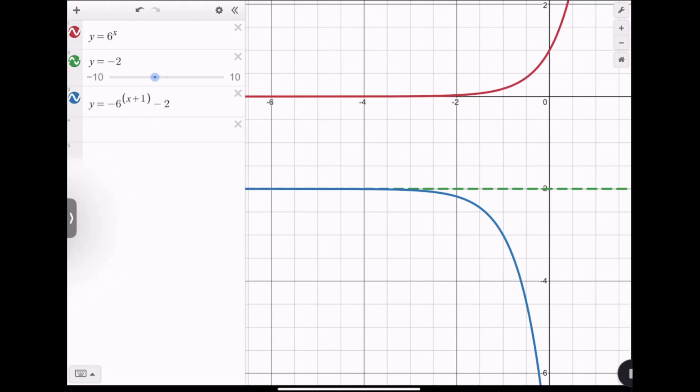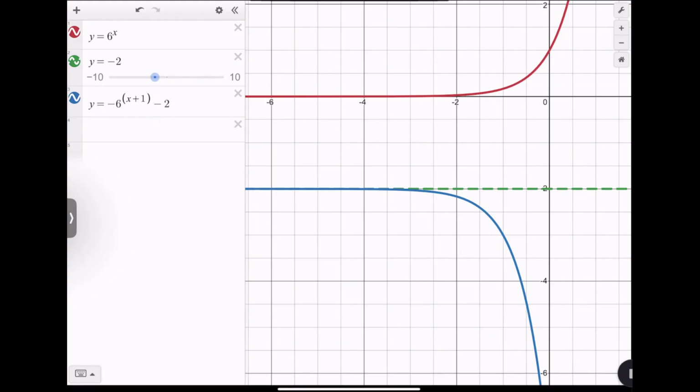So you didn't know what the shifting was, right? Could you write me this equation? This is what I'm trying to show you guys, how to write that equation. If I was to give you the blue curve, could I write the equation from the red curve? So I tell you the parent function is 6 to the x, but I want you to write the equation for the blue curve.